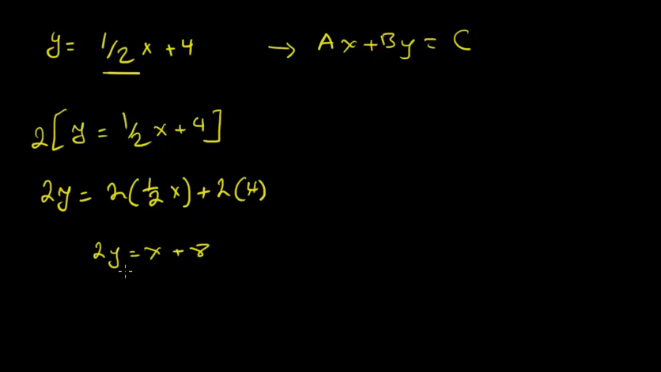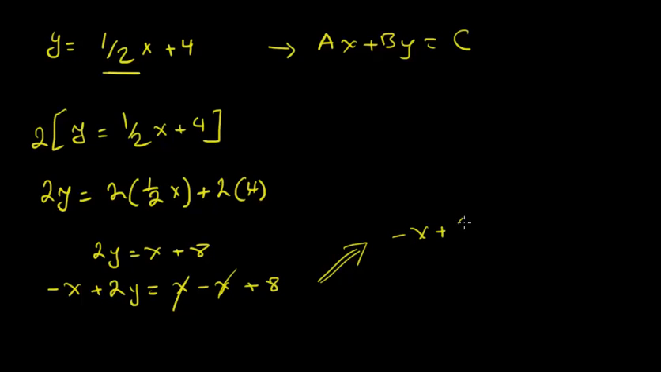We need to subtract x from both sides. Therefore, we'll have minus x plus 2y equals x minus x plus 8. So these two cancel out, and we'll have minus x plus 2y equals 8. And this equation is written in standard form, and we are done.